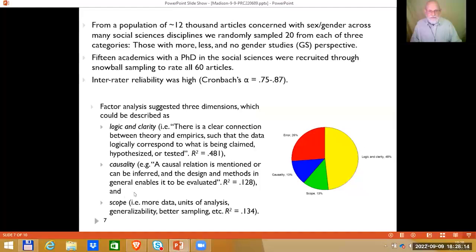Another dimension was causality, because there were several items that asked about causal relations. The first dimension accounted for most of the data. You see it in yellow here, almost 50%. The logic and clarity, about 13% of the variance. And finally, there was the scope dimension, which is not surprising as we had several items referring to scope. And that also accounted for about 13%, which means that we could not account for 28% of the variance.